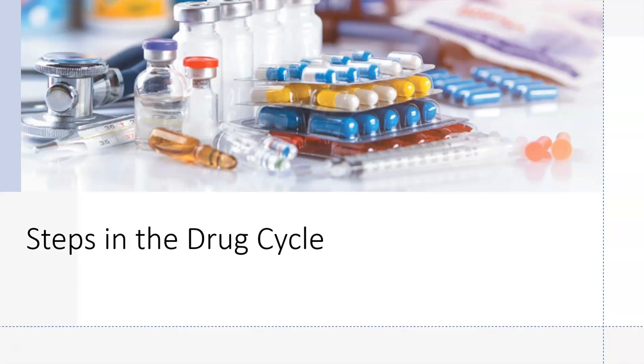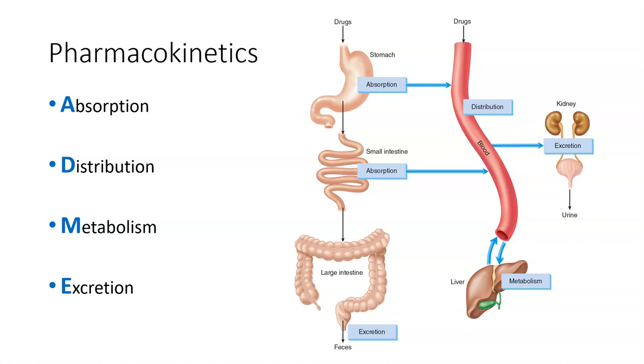Welcome back. So now I'm going to go through the steps of the drug cycle. This is actually called pharmacokinetics. So what is the process as the drug is going through the body? And how does it process through? So when we talk about pharmacokinetics, we use the acronym ADME.